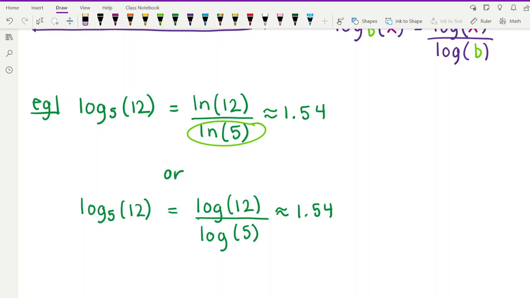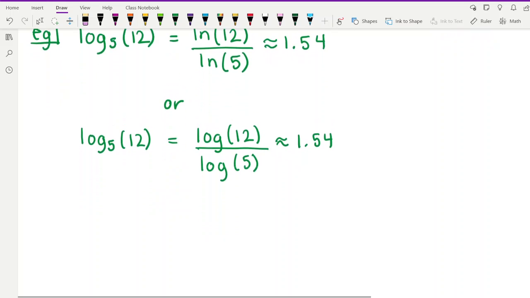So it's really only true that you get the same result if you do them together. It's the ratio that's always going to be the same. So as long as you're doing the same type of logarithm in the numerator and in the denominator, you're good. You're going to get the same answer. It's up to you which one you want to use.